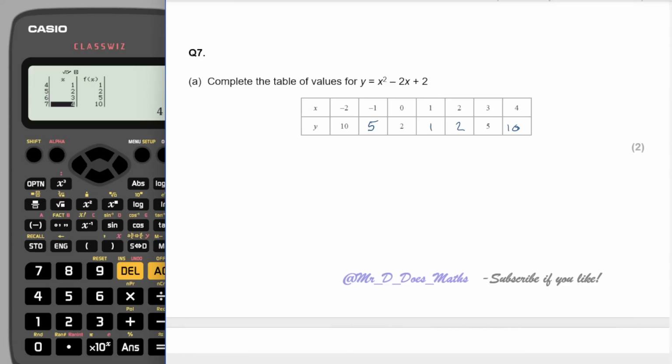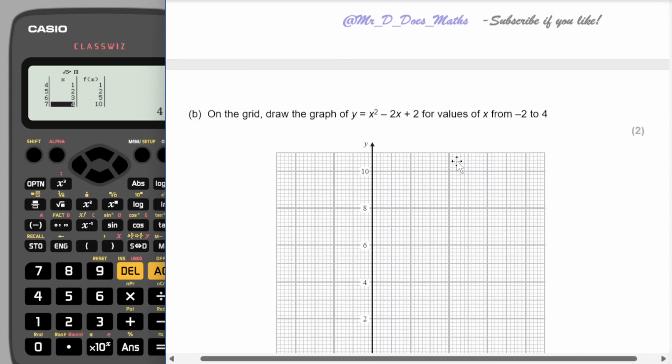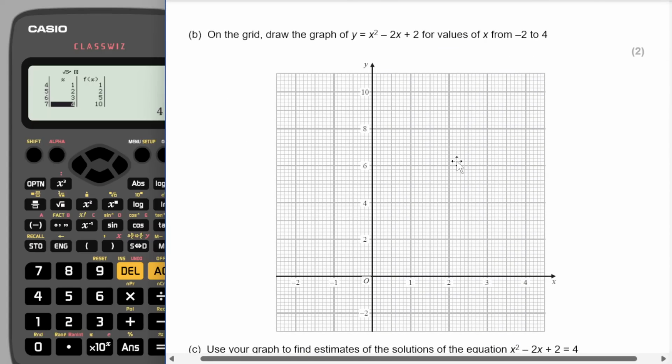And you can type each of these in individually if you're not confident or familiar with using the table function. But if you've got time, give it a little practice. It is a useful function. Right, draw the grid.